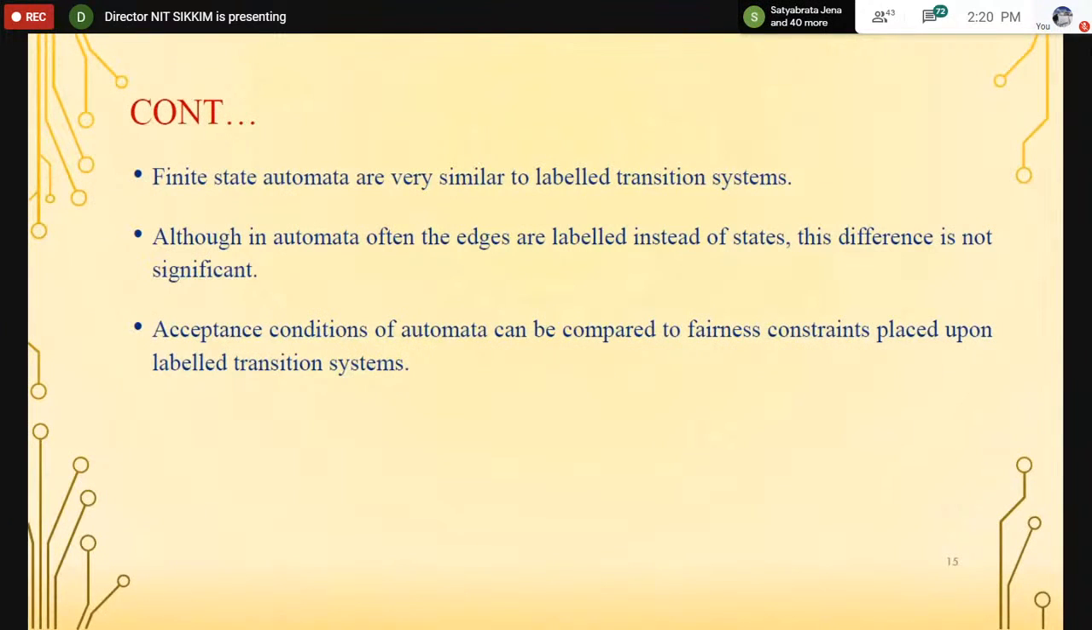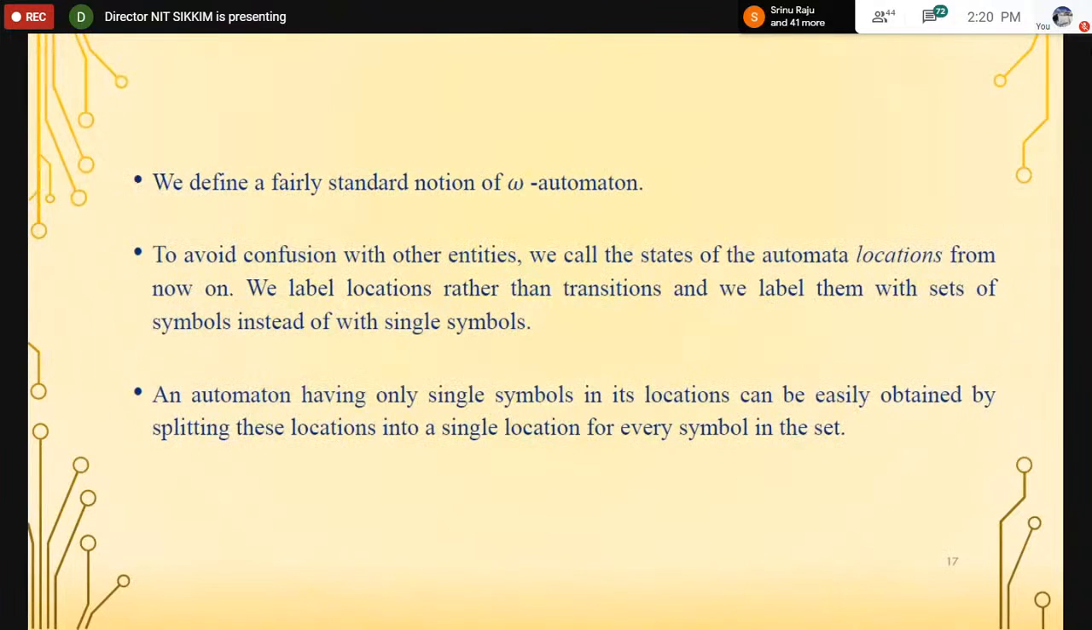Now we yesterday have seen the labeled transition system. Although in automata often edges are labeled instead of states, this difference is not significant. The acceptance condition of the automaton can be compared to fairness constraints placed upon the labeled transition systems. So we define a fairly standard notion of omega automaton. To avoid confusion with other entities, we call the states of automata locations now. So states are being termed as locations from now.